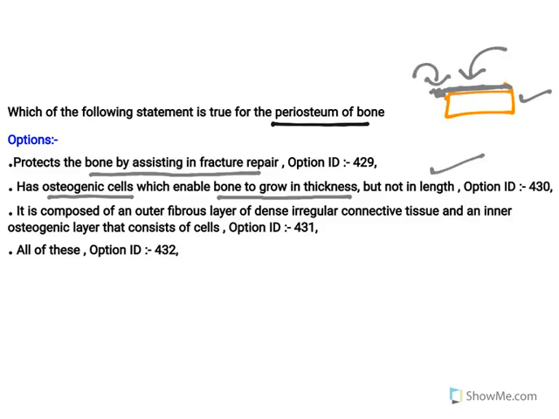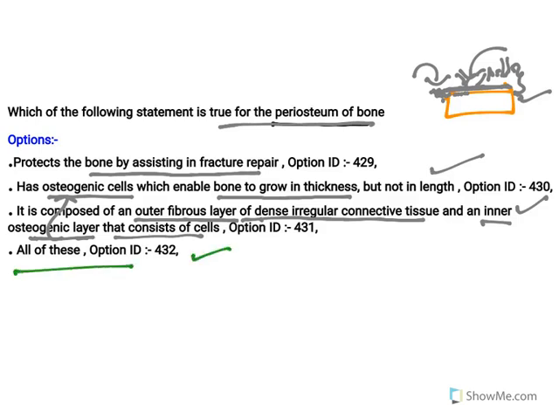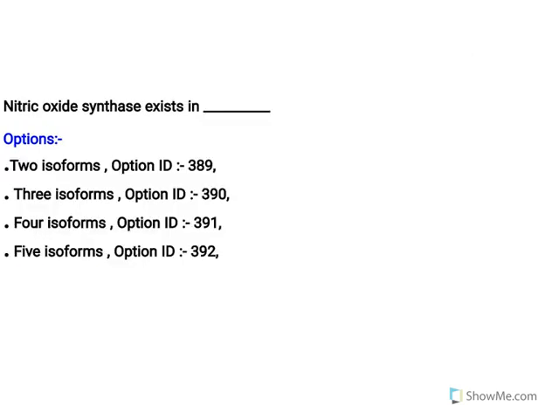This is true. It is composed of an outer fibrous layer. Outside there is a fibrous layer. It is dense and irregular connective tissue, and inside, inner osteogenic layer, this is what osteogenic cells is. Inside you have osteogenic cells. So this is the composition of periosteum, outside fibrous, inside osteogenic cells. This is also true. So which of the following statement is true for periosteum means all of these options are true. So this is about periosteum.